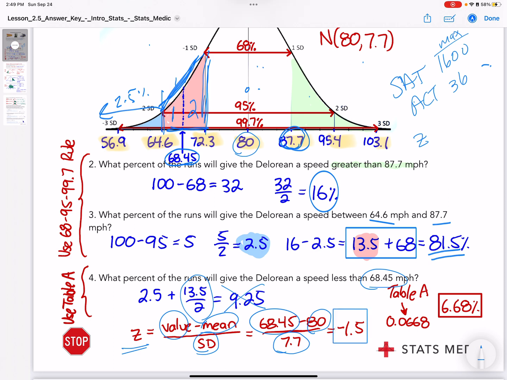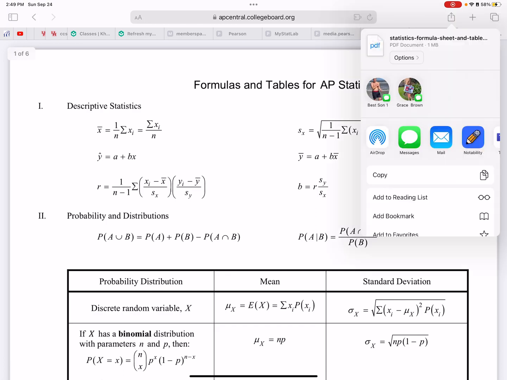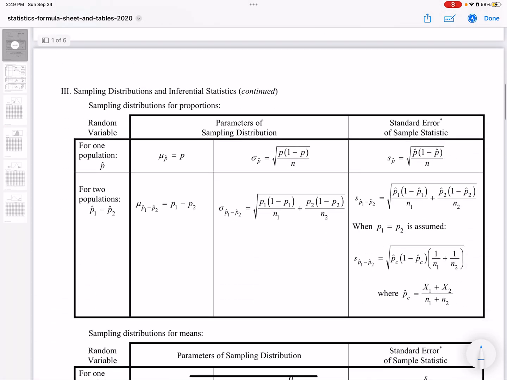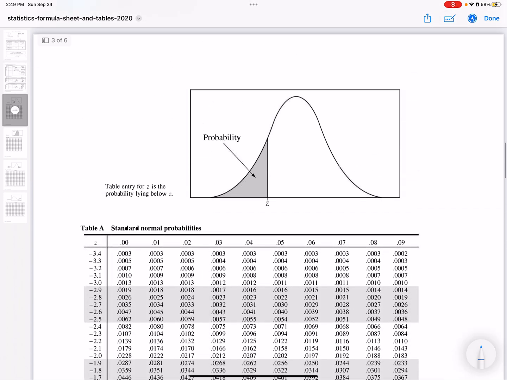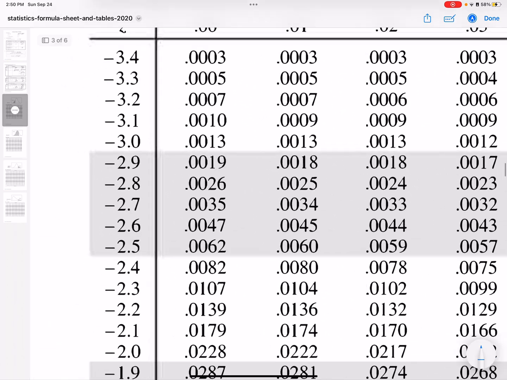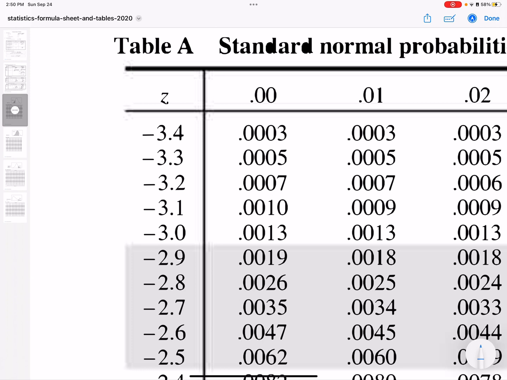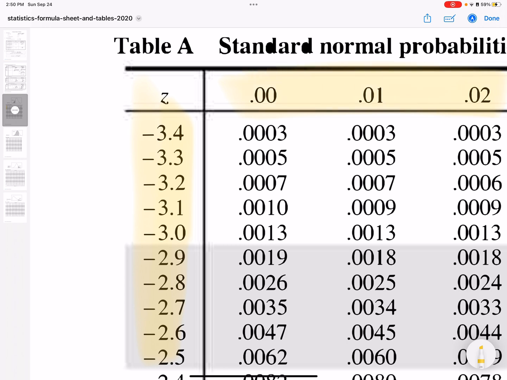All right, let's jump over to the z-score model now, and I'm going to show you how to do this in here. This is the z-score model, and we found that our z-score was negative 1.5. On the z-score table, you can see that there are 2 pages. One has negative values. These are z-scores. Okay, let me explain to you how to read this.